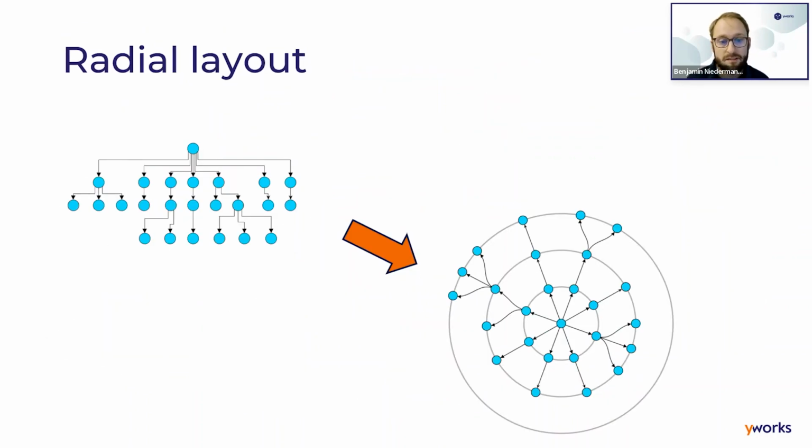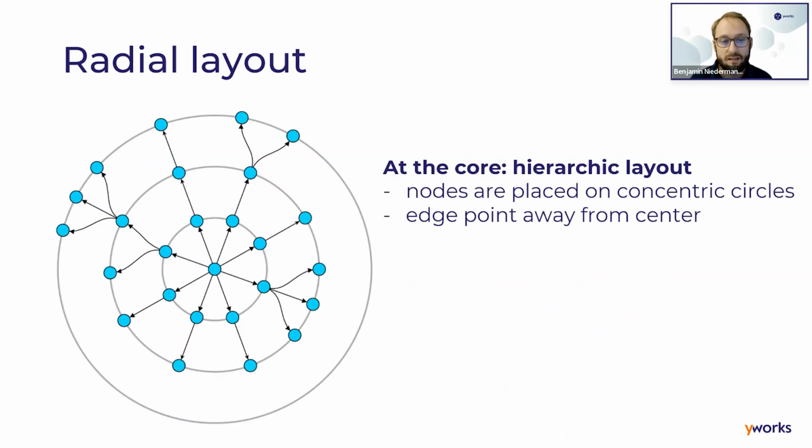So the main idea of the radial layout is that we would like to visualize a hierarchy. Here in this very simple example, it is a directed tree. The idea is that we create a hierarchical layout, but not a linear layout where the nodes are placed on horizontal lines, but on concentric circles, such that there's one node in the center of these concentric circles and all other nodes are assigned to the concentric circles around the center. And then the main idea is that the edges point outwards away from the center of the node.